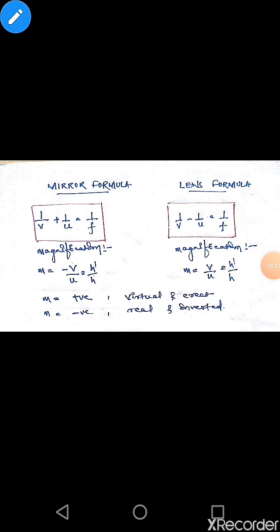So let us see about mirror formula and lens formula. As you can see, I have kept it in one page so that you can compare and remember this easily. In case of mirror formula, the formula is 1 by v plus 1 by u is equal to 1 by f. But in case of lens formula, it is 1 by v minus 1 by u is equal to 1 by f. So that is the difference of the sign in both the cases.